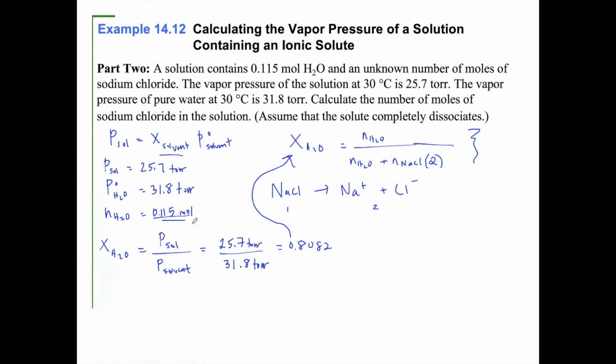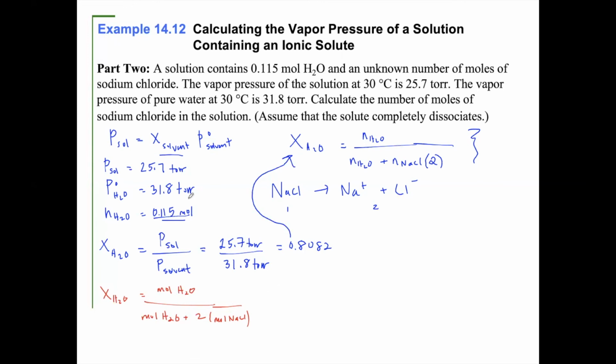Okay, I'm just going to rewrite that formula down here. So the mole fraction of water, again, is the moles of water divided by the moles of water plus 2 times the moles of NaCl. Because remember, we're not being asked to find the moles of ions. We're being asked to find the moles of NaCl, the formula unit. And there's twice as many ions as there are formula units. So we have to put that 2 there to account for that. Okay.